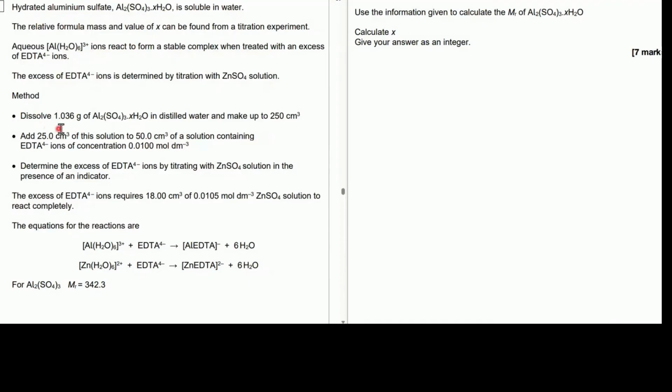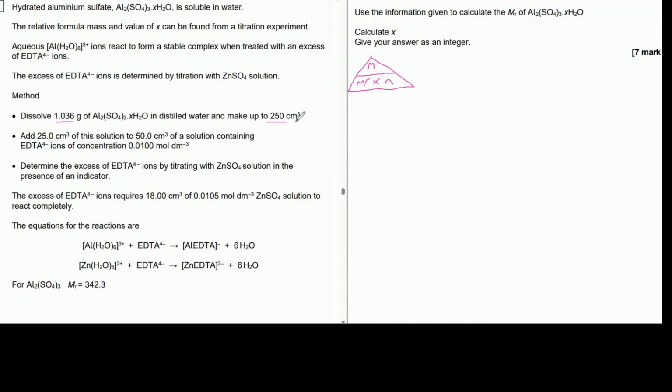The method: dissolve 1.036 grams of hydrated aluminium sulfate in distilled water and make up to 250 centimeters cubed. So straight away, look, we've been given the mass, and that is immediately making me feel like we are going to need our mass over Mr times moles. And so we immediately want to note that as we go through.